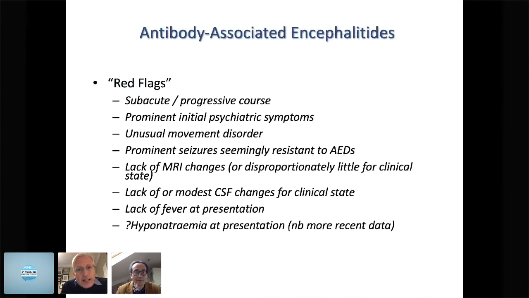What can catch you out? Antibody-associated encephalitides. Here are some red flags. Subacute onset, prominent initial psychiatric symptoms, bizarre movement disorders, seizures resistant to multiple anti-epileptic drugs, lack of MRI changes or disproportionately little for the clinical state, modest CSF changes, lack of fever at presentation. These are all flags for thinking about antibody-associated forms of encephalitis.